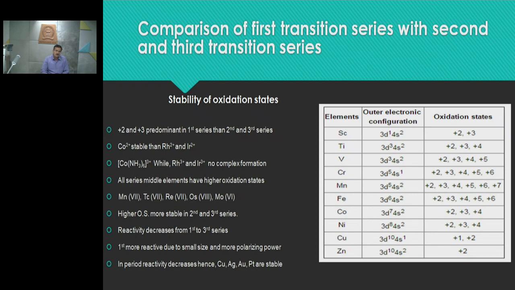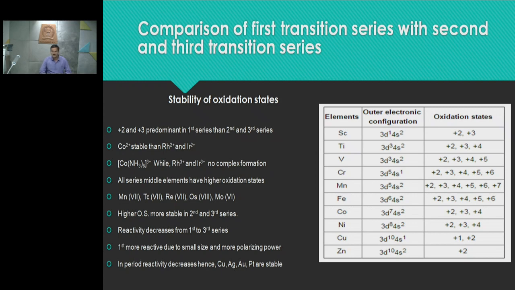If we compare with respect to stability, +2 and +3 are very common oxidation states for the first series, more than for the second and third. Cobalt +2 is more stable than rhodium +2 and iridium +2. In the case of complexes, cobalt shows complexes while rhodium +3 and iridium +3 do not have the ability to form complexes. The middle elements of all series generally show higher oxidation states, such as manganese +7, technetium, rhenium, osmium, molybdenum. Higher oxidation states are more stable in the second and third series.